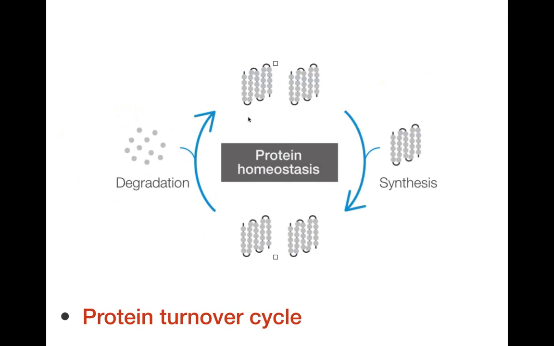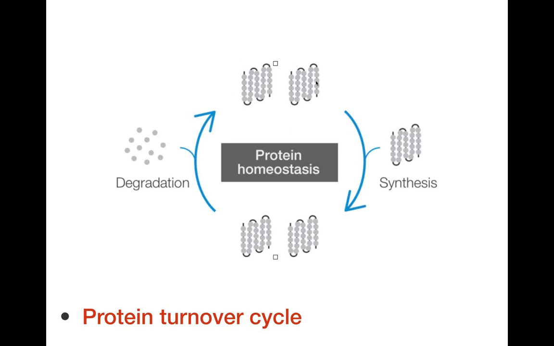So this is a diagram of the protein turnover cycle. You could see basically if you have a protein pool that is represented here. Do you see my mouse cursor if I move it like that? Yes, we can see it. Okay. So you see a protein pool here.